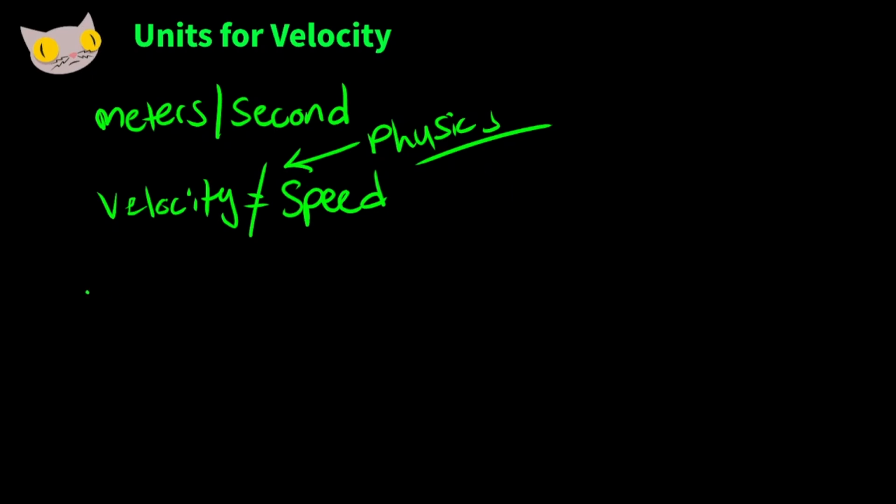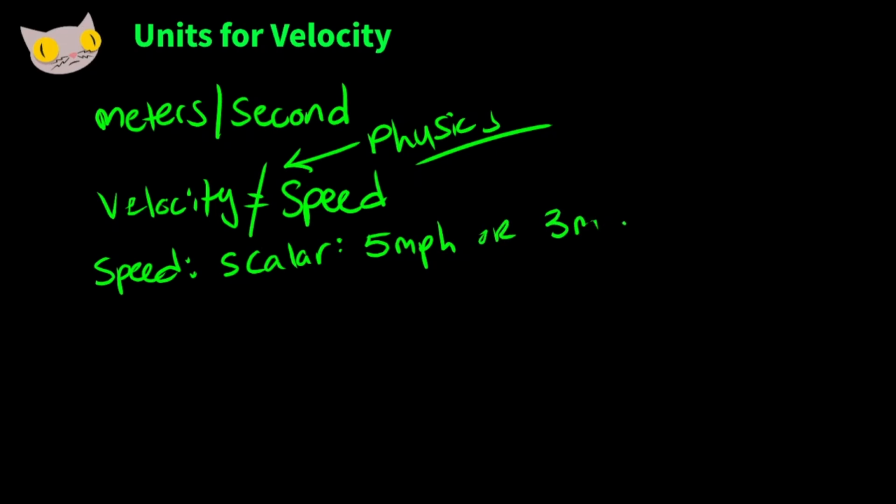Speed is a scalar quantity. And so that means it describes only the magnitude, such as something like 5 miles per hour or 3 meters per second.